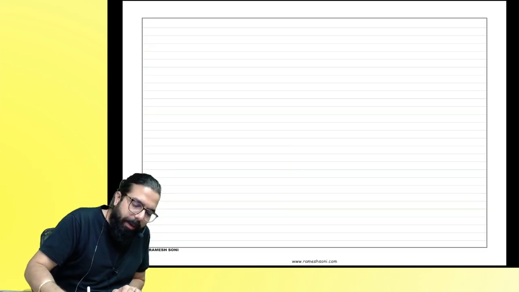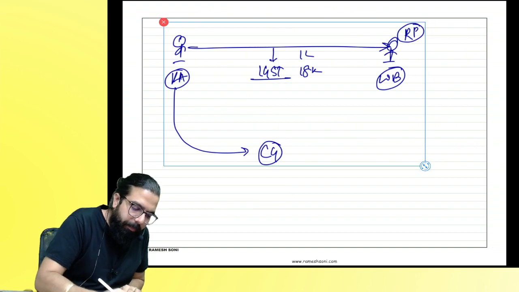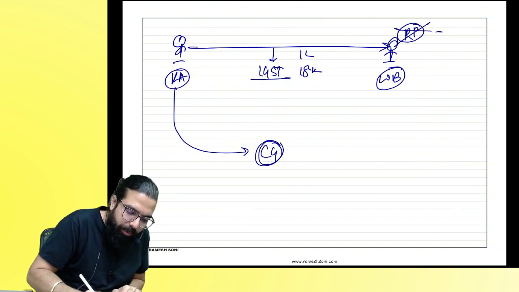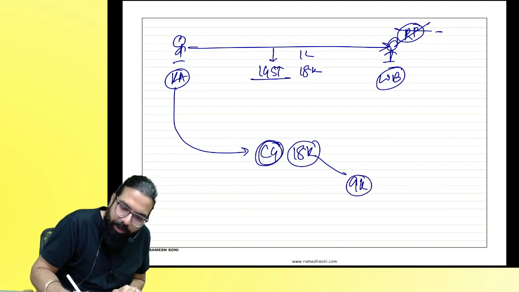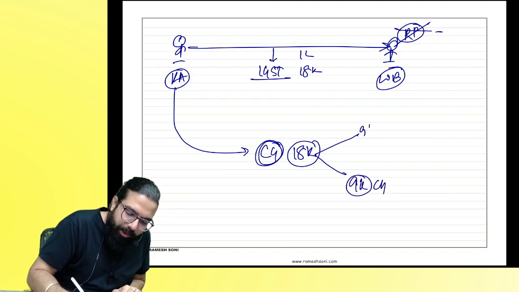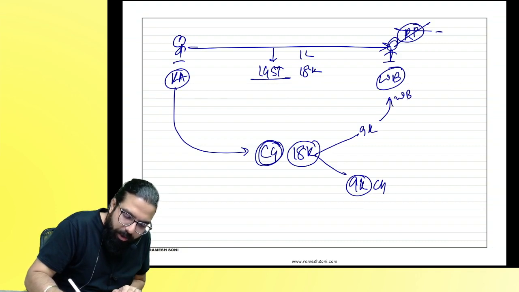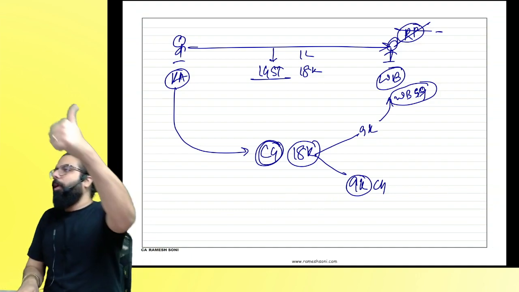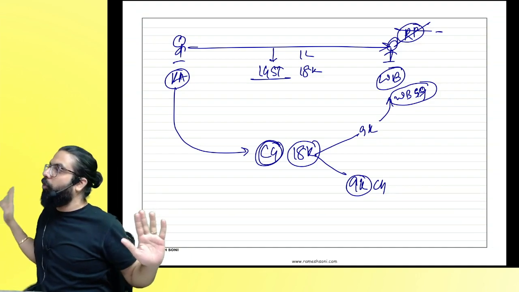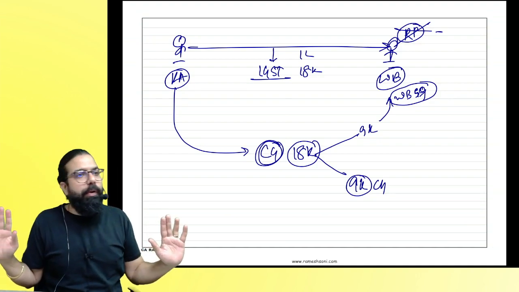Sir, if in the same example, the front person is not a registered person, then what will the central government do with 18,000? 9,000. Central government will keep 9,000. The other 9,000 goes to which government? West Bengal state government. Because the consumption state is which state? Is my point 100% clear? Can I go ahead, everyone? Sure. Everyone got it. Can I go ahead, everyone?